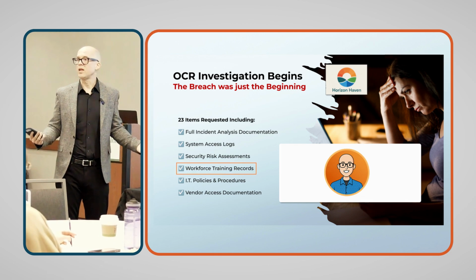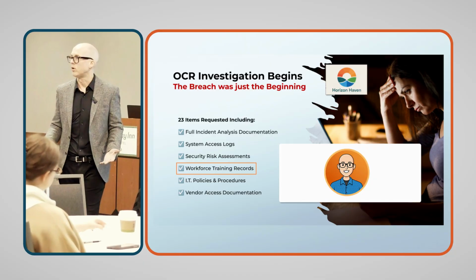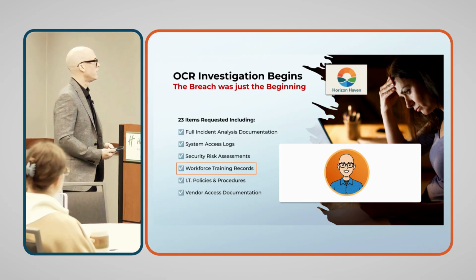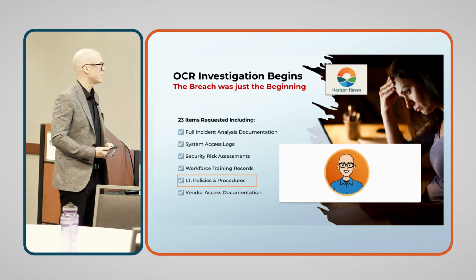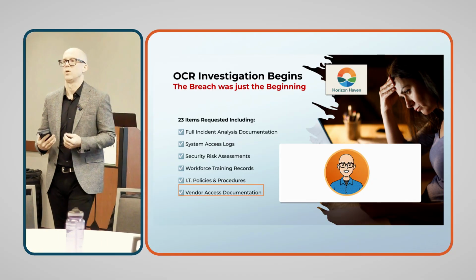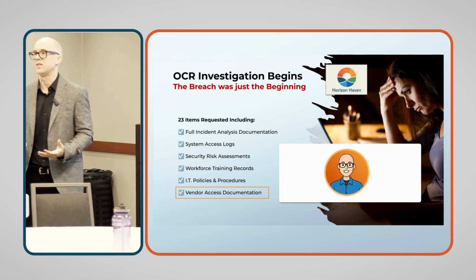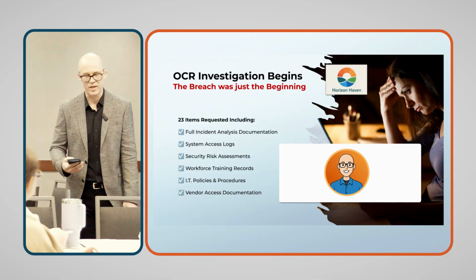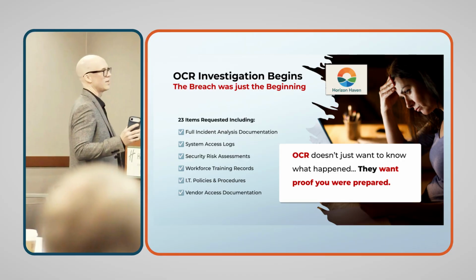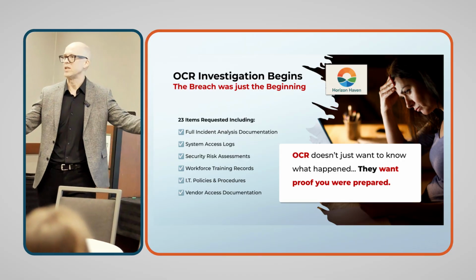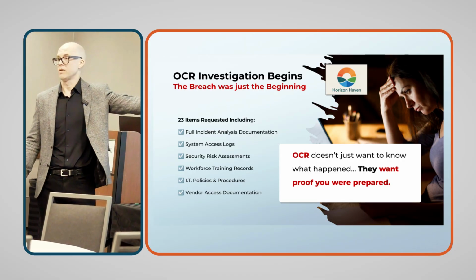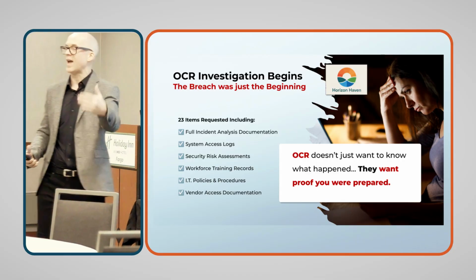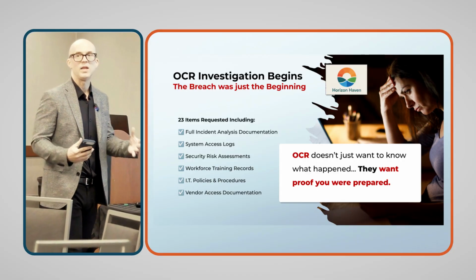They wanted workforce training records. How are you training people? What are you doing? What does that look like? Are they doing a good job? They wanted a copy of all of our IT policies and procedures, and they wanted access to all of the BAAs and all of our vendor documentation. Had we been doing due diligence on all of our vendors, that we have all that documentation? Because OCR doesn't want to just know what happened in a breach. They want to know you were prepared. They want to know you were doing these things proactively, that you had these habits in place to make your organization safer.